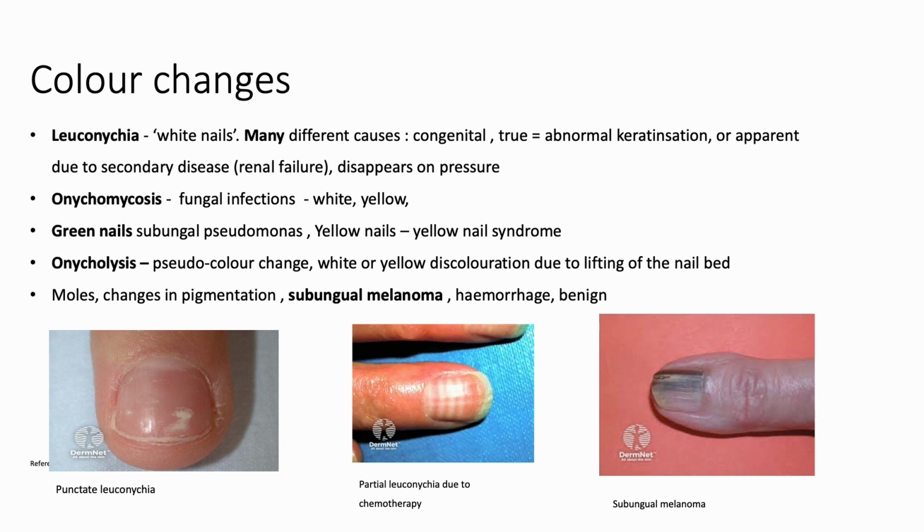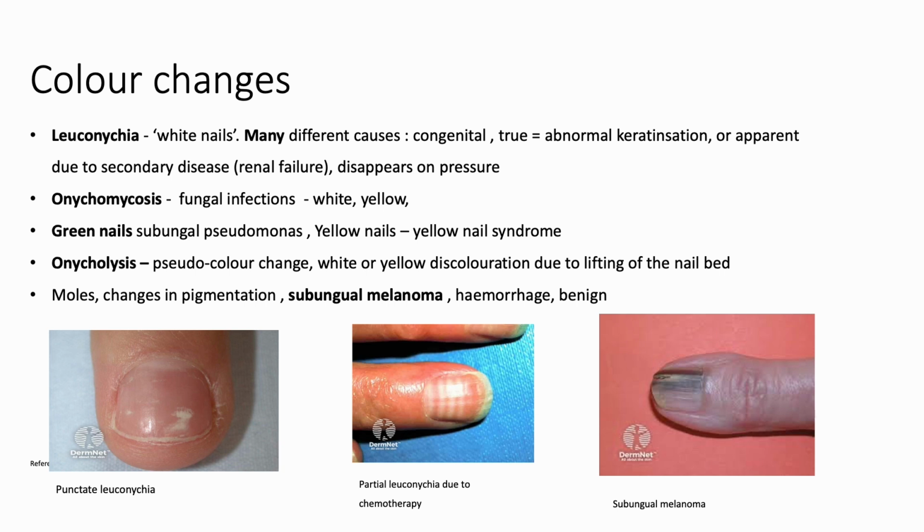Another nail change which may be observed is green nails, which is a sign of subungual pseudomonas. Yellow nails, known as yellow nail syndrome, which is not pictured, can occur when nails appear yellow and raised and can be due to issues with lymphatic drainage from the hands, for example in cardiac or pulmonary diseases.